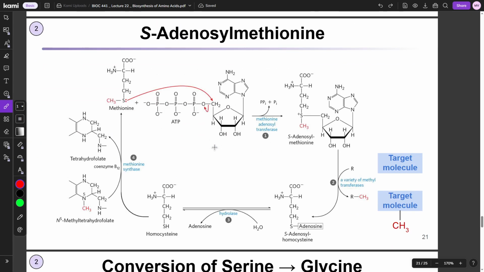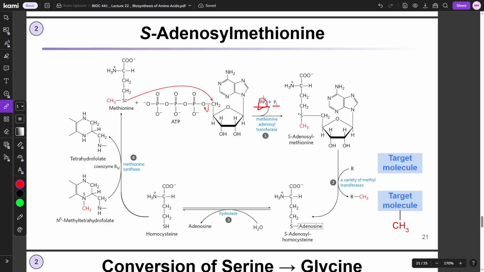So here's how you actually form SAM. This is very important to remember, I would say. Starting from methionine, what you basically do is you use the electrons from methionine to attack the carbon 6 of this ribose here, and that kicks off all the ATP. It kicks off the 3 phosphate groups, and those are hydrolyzed. So you hydrolyze it into a PPi and Pi. Those are both hydrolyzed.